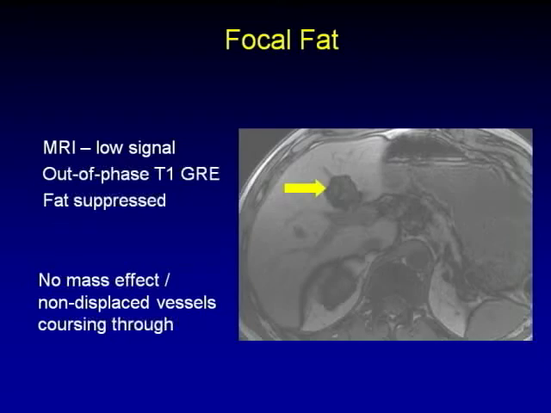Another useful feature to remember about areas of focal fat, particularly if they are globular and there is some doubt, is to see if they have any mass effect. Fat should not have mass effect. So vessels should course through normally, should not displace structures. So that's another useful clue.